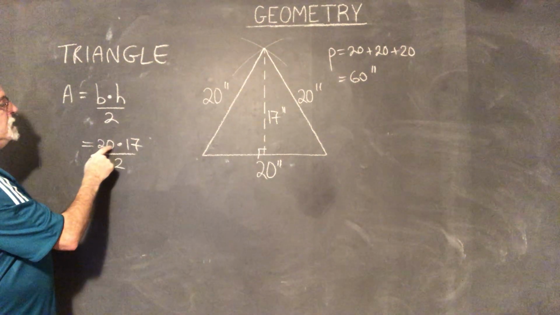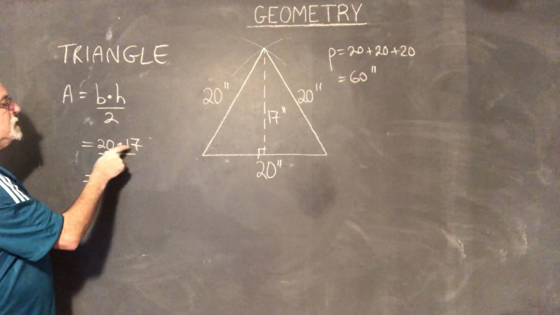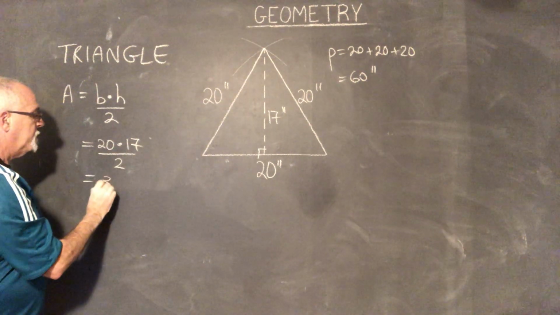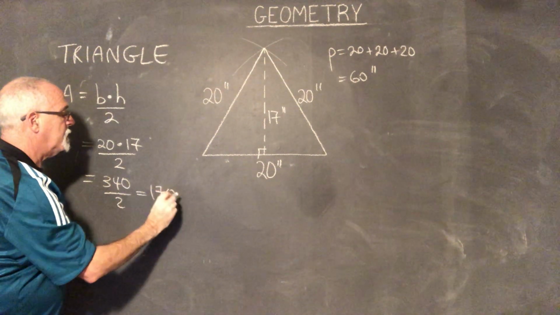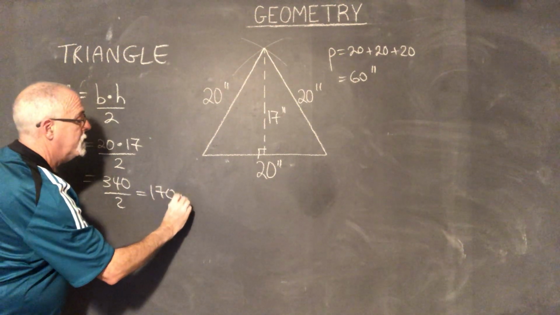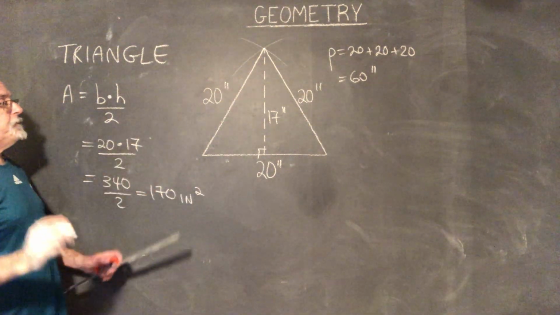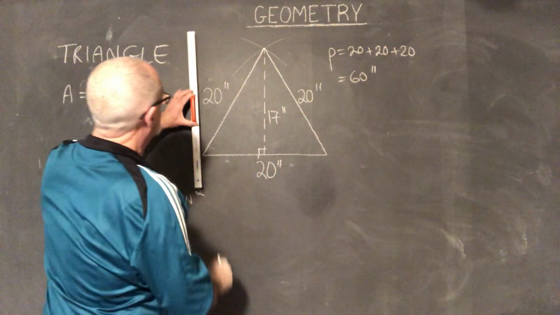Which is 10 times 17 is 170, so 20 times 17 is 340. But I have to divide by 2, so 170 square inches. We did it. Now let's draw that rectangle just for fun.